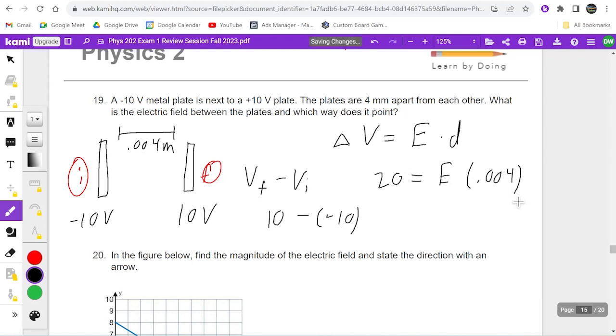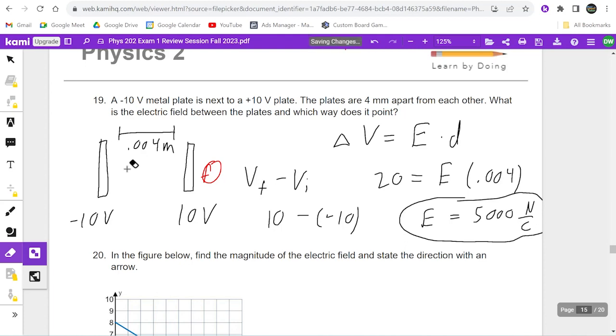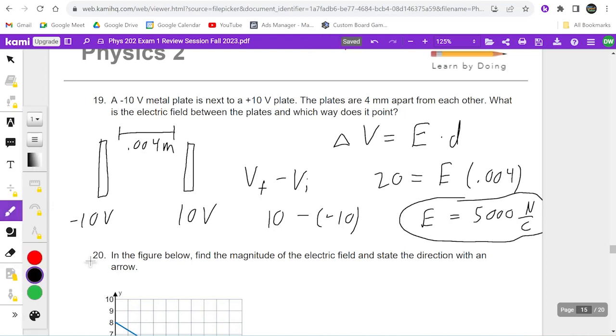And all you got to do is divide both sides by 0.004, and you'll get an electric field of 5,000 newtons per coulomb. That's pretty big, but not the biggest electric field I've ever seen. And now what I need to do is say, okay, which way does this electric field point? Forget about the initial and the final. That doesn't matter. What matters is the voltage. One voltage is positive, one voltage is negative. It's going to go that way. It always goes towards the negative, away from positive.